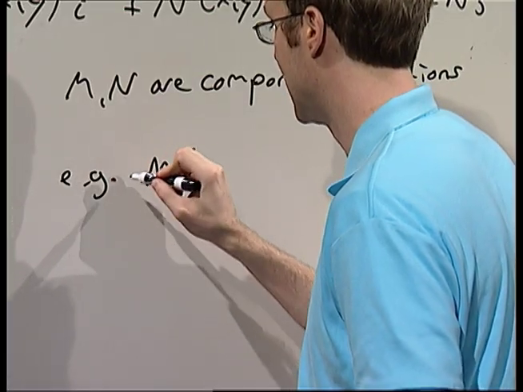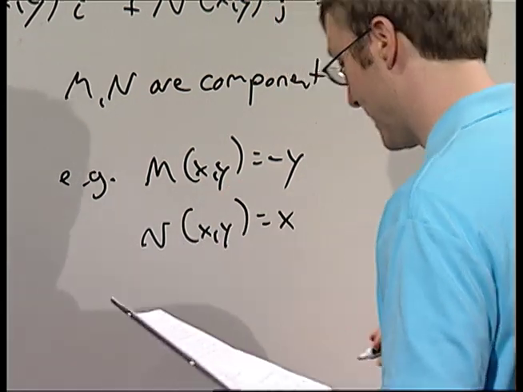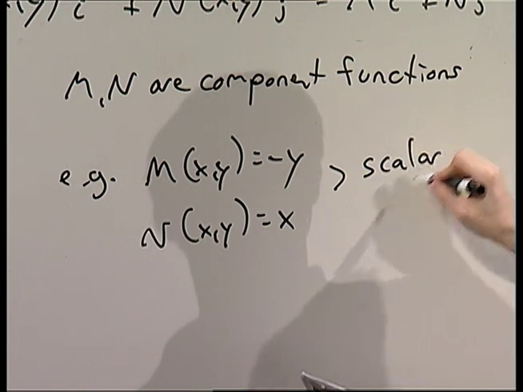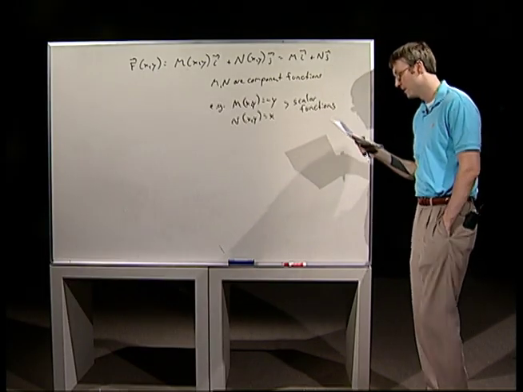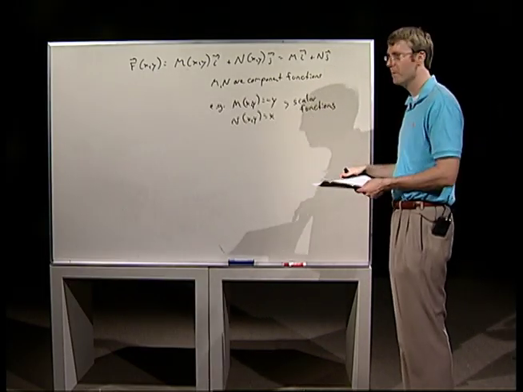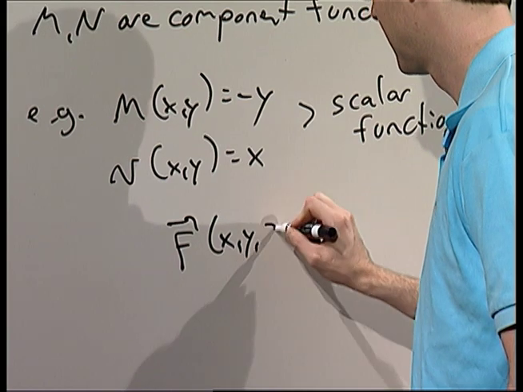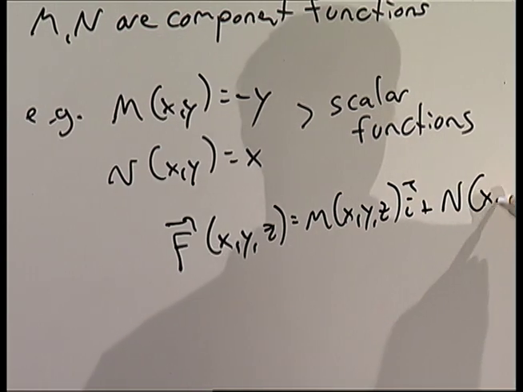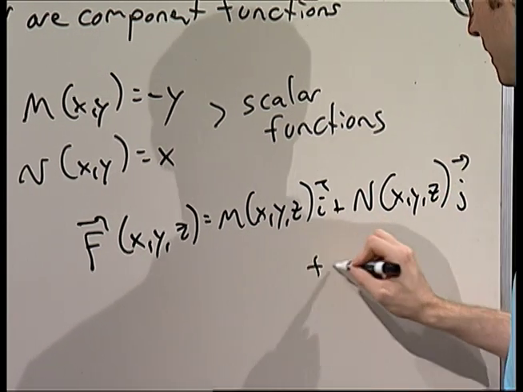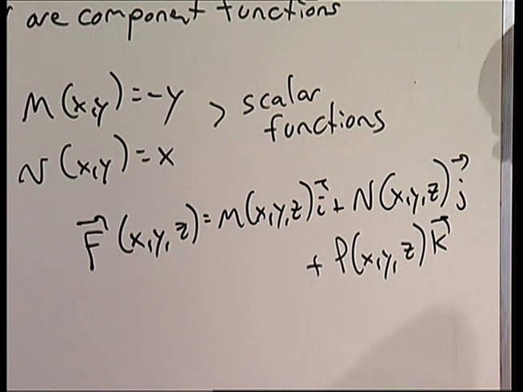And these are scalar functions. So, e.g., in the previous example, M of x, y was minus y, N of x, y was just x. These are scalar functions. They do not produce vectors. Only when they are attached to a vector does this produce a vector, right? And for a 3D field, you just have an extra P. A 3D field is simply M(x,y,z) i, N(x,y,z) j, P(x,y,z) k. So just an extra k component on there, an extra scalar function.